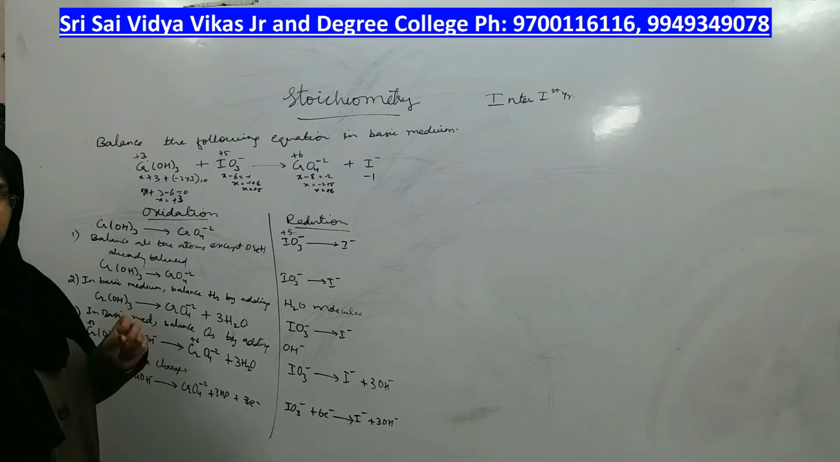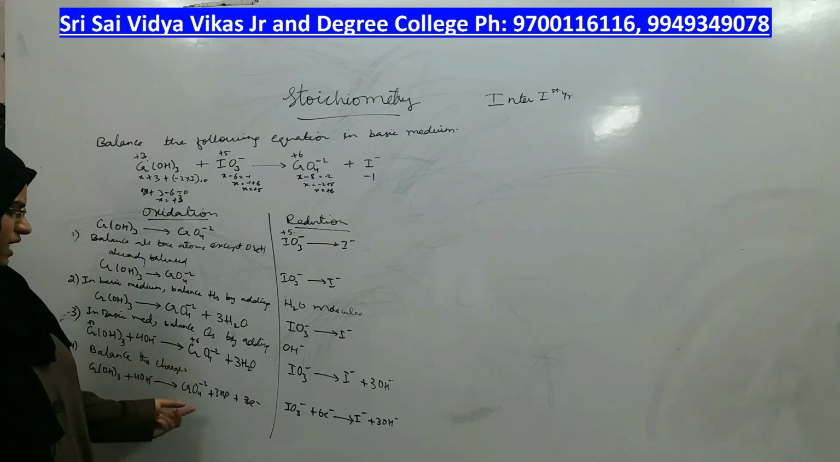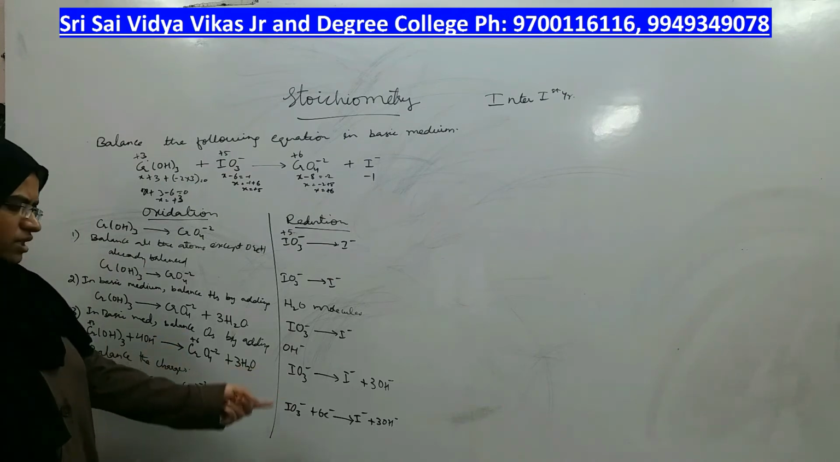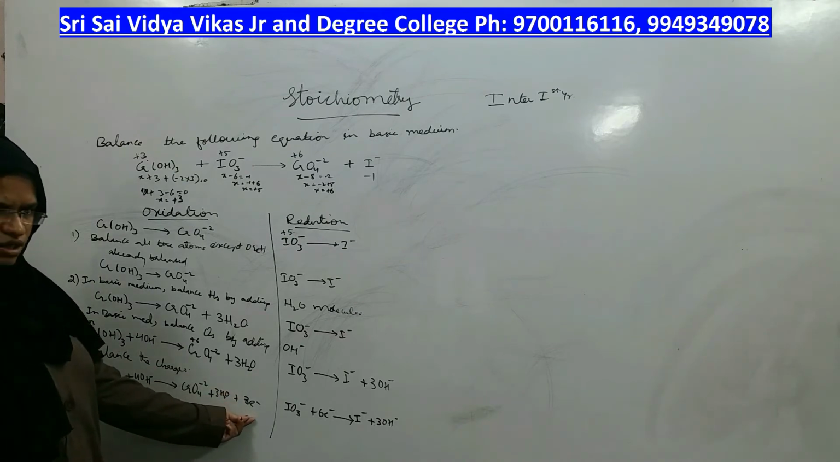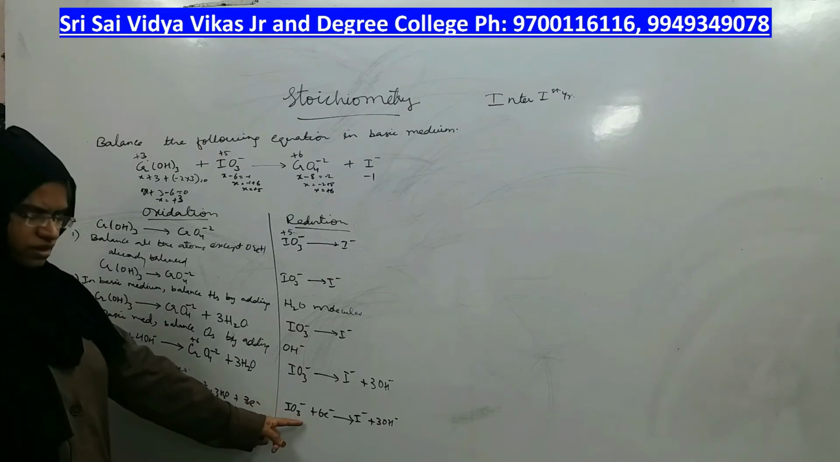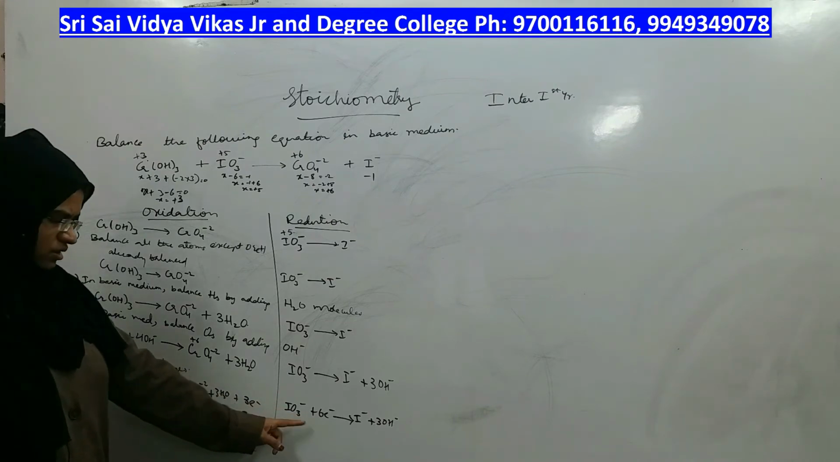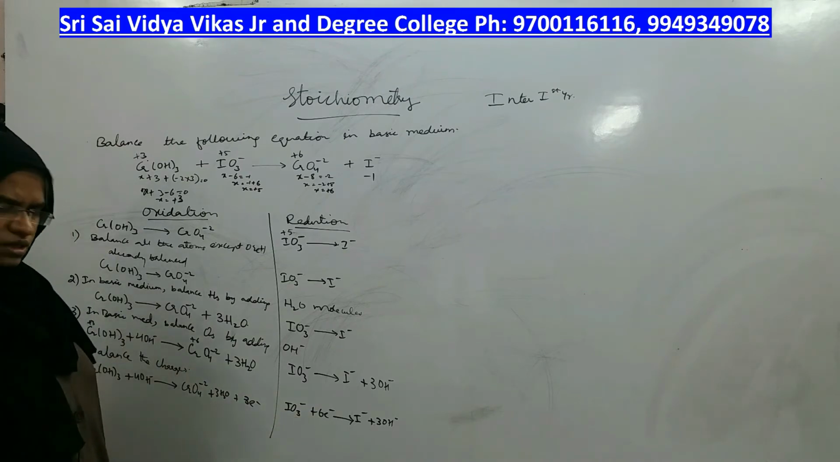But both have to be same. To make the number of electrons lost or gained the same, what do you have to do? Multiply this side with that factor and multiply that side with this factor. Here as 3 electrons are lost, multiply with 6. As 6 electrons are gained, multiply with 3. Okay.